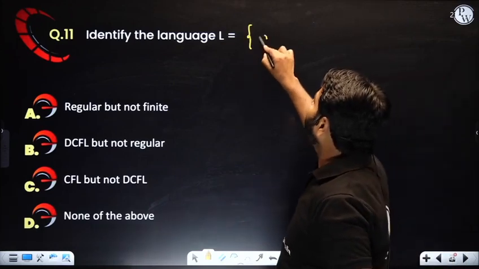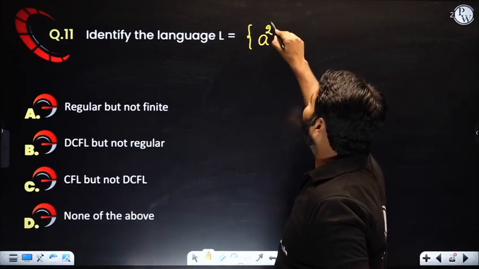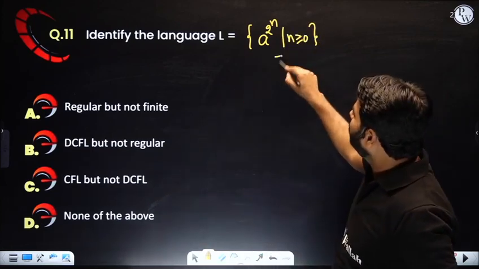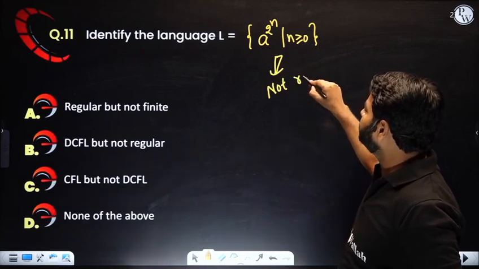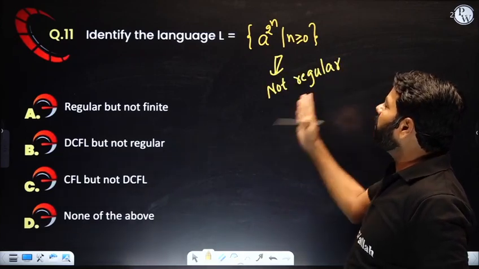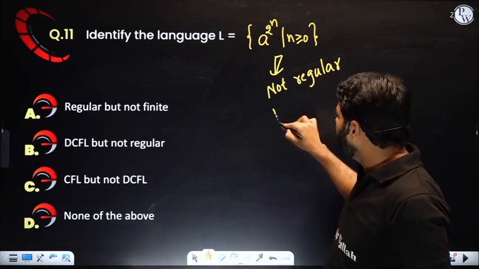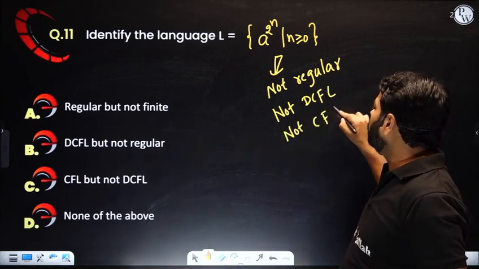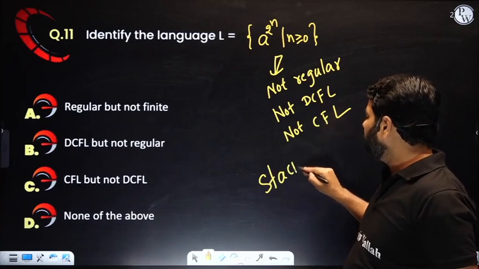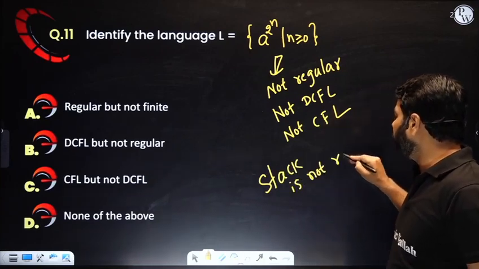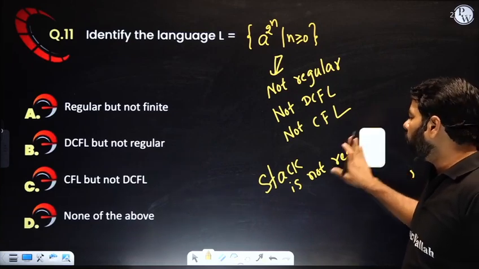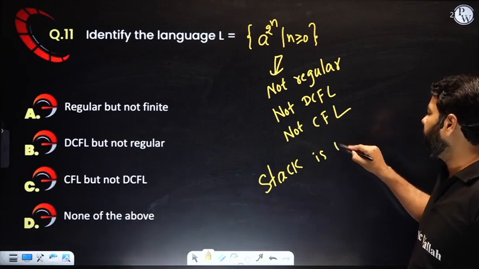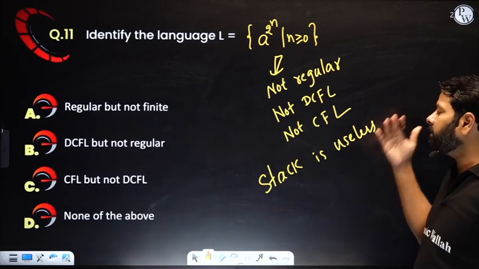Let me take some strings like a power 2 power n such that n is greater than or equal to 0. Here, this language is non-regular, because it doesn't form an AP, right? We have seen in the previous lectures. If it is not regular, we already know it is also not a DCFL and not a CFL. Why? Because over one symbol, a stack is not required at all. Even though you have it, the stack will not help you to understand this problem. The stack is useless to accept this language.